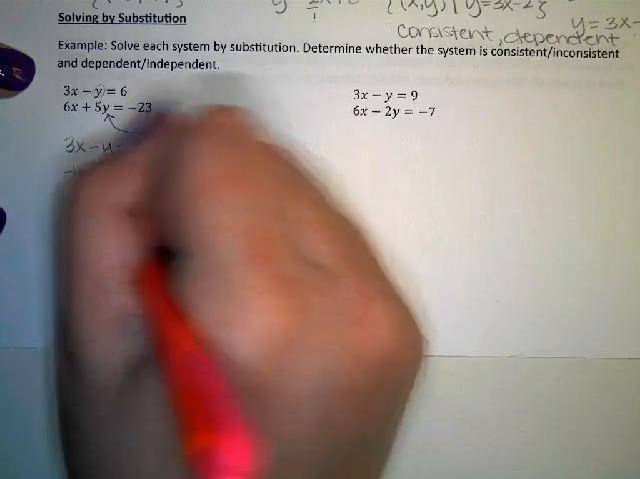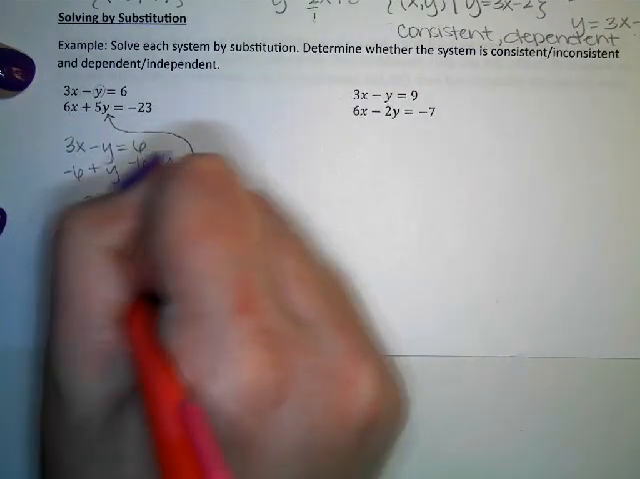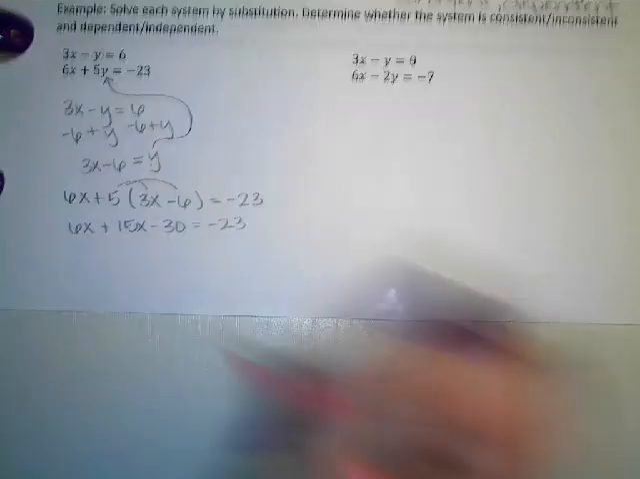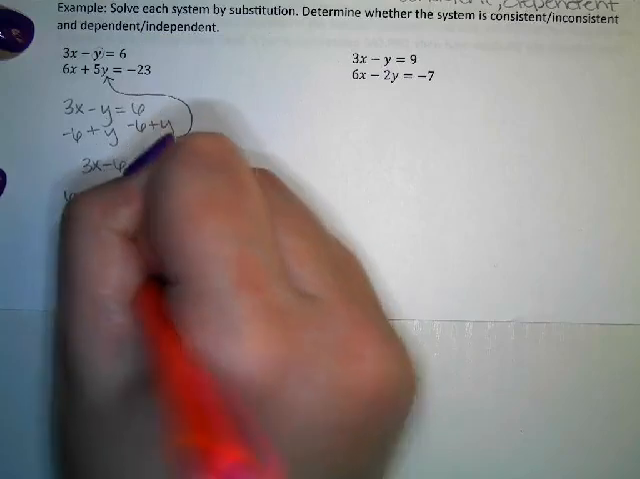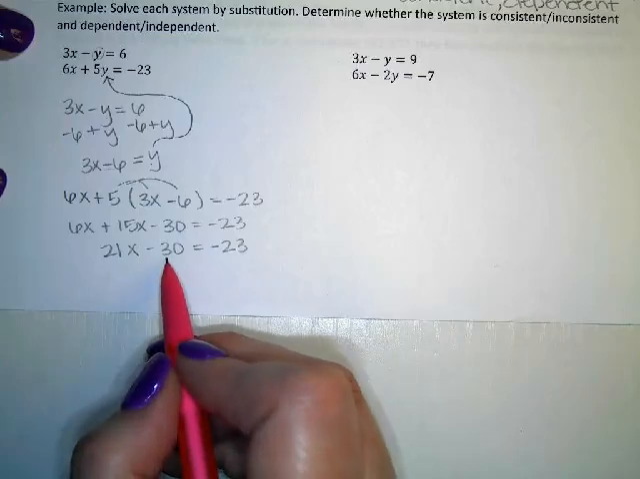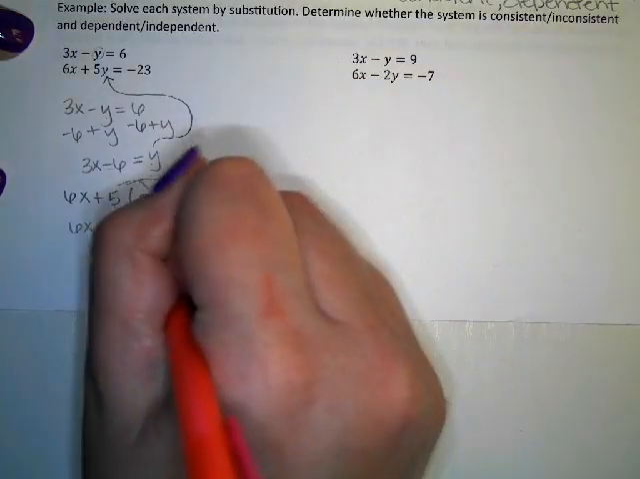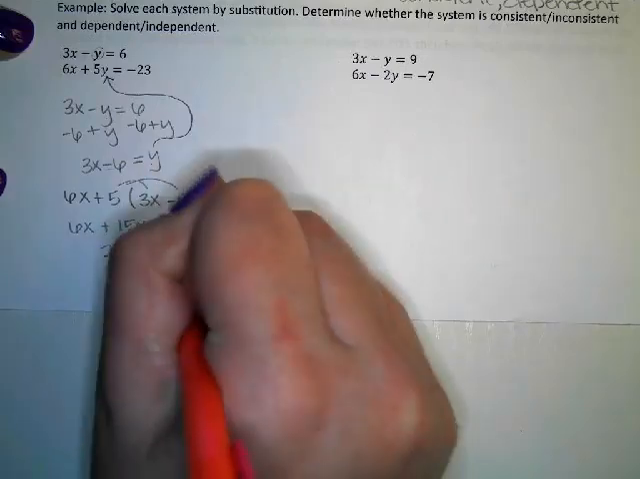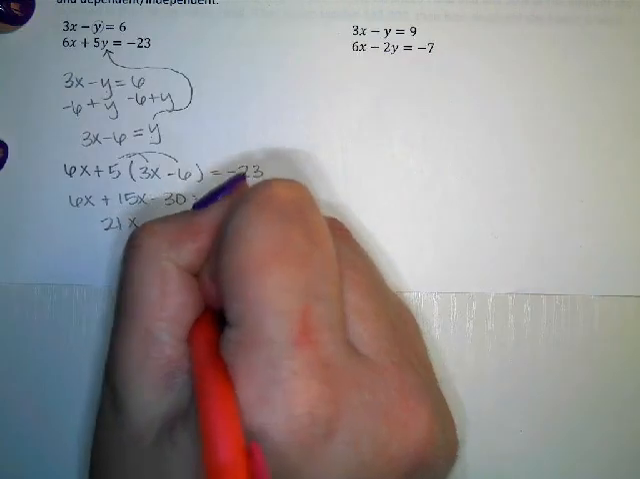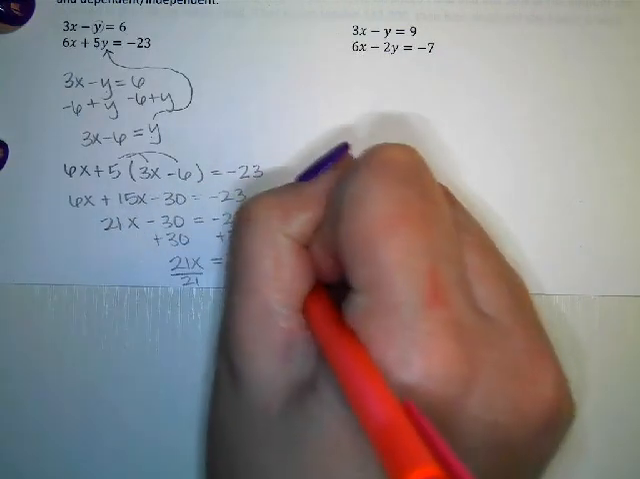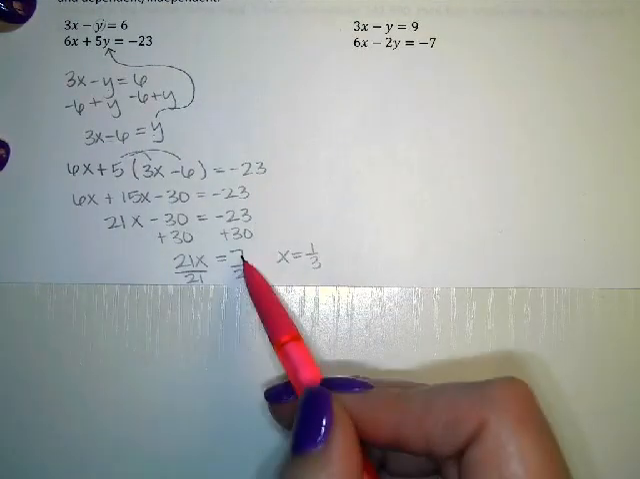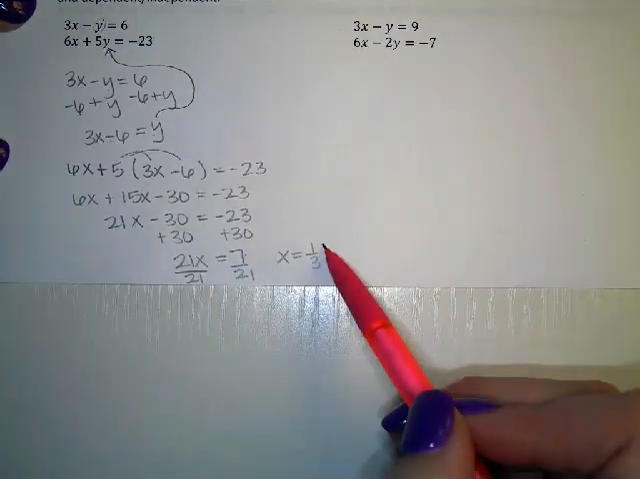So 6x plus 15x minus 30, that's 21, 21x minus 30. And then I'll go ahead and take the negative 30 and add it to the right side. 21x equals 7. And then I'll go ahead and just divide by 21. And so x is 7 divided by 21, which is 1/3. Both of those numbers are divisible by 7. So 7 divided by 7 is 1, 21 divided by 7 is 3.